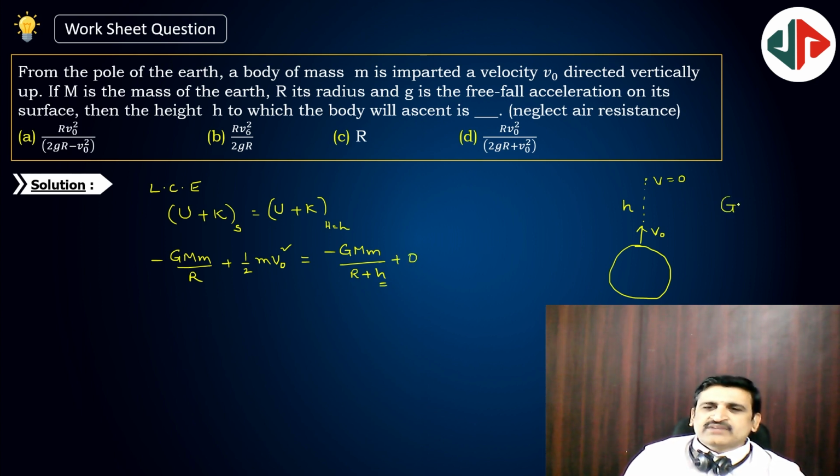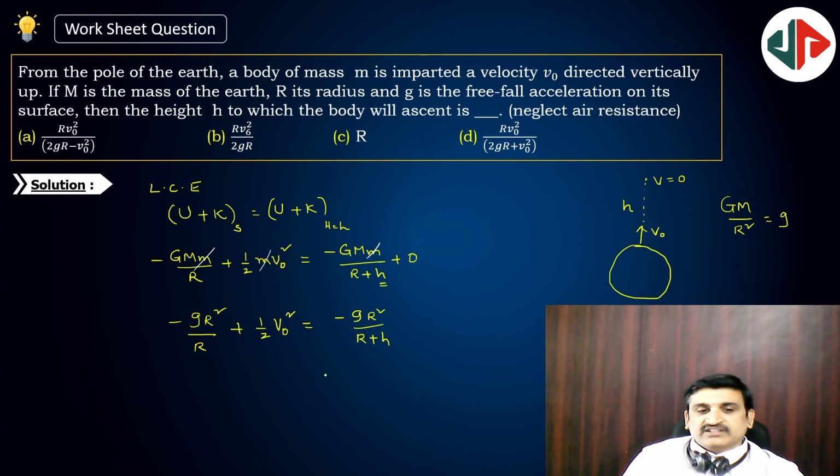Always GM can be replaced with gR square. Okay, so GM can be replaced with gR square. First of all, I can cancel m. Next, what can I do? Minus gR square by R plus half v naught square is equal to minus gR square by R plus H. This H I want actually.